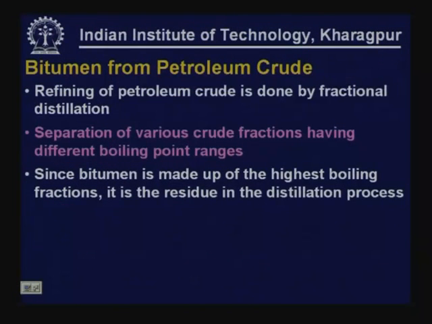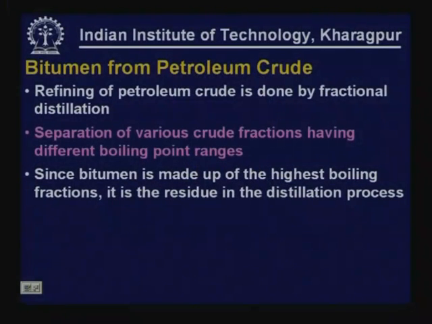Refining of petroleum crude is usually done by fractional distillation. Petroleum crude consists of various components having different boiling points. As a result, these constituents are separated by the fractional distillation process. Since bitumen is the one having the highest boiling point among these fractions, it is the residue that is going to be available after the distillation process is complete.